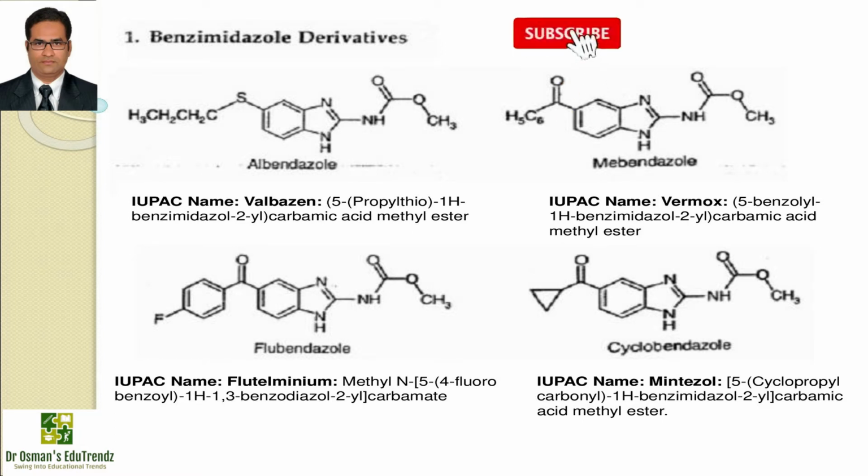The next drug is flubendazole, which is available with the brand name Flutelmium, and the IUPAC name is methyl N-5-(4-fluorobenzoyl)-1H-1,3-benzodiazol-2-yl carbamate. Now flubendazole is an antihelmintic drug. It is available for human use to treat worm infections. It is also used by veterinarians for protection against intestinal parasites and worms in dogs and cats. It is available as an over-the-counter drug without prescription in Europe.